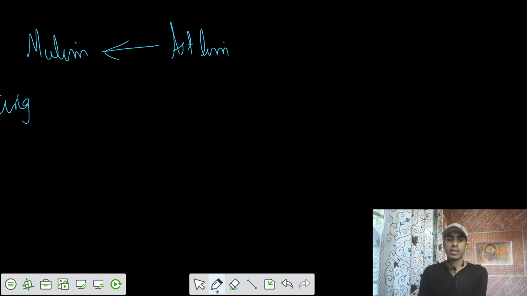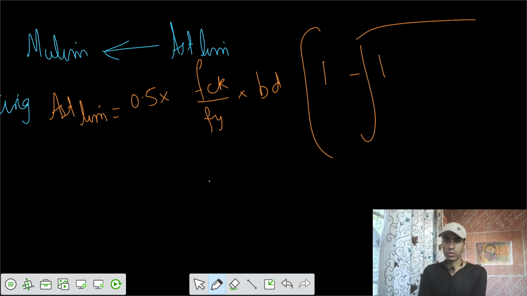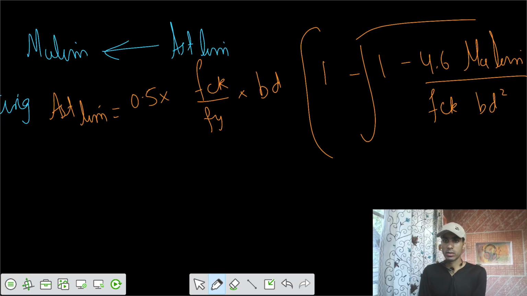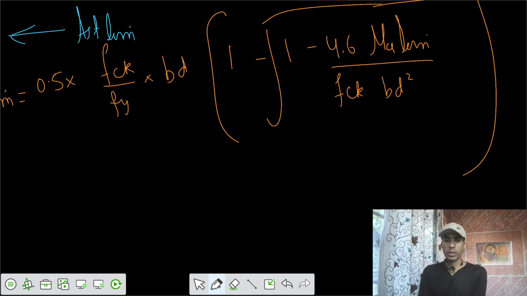And we have the equation AST limiting equals 0.5 FCK by Fy BD, then this bracket of 1 minus root of 1 minus 4.6 MU limiting. We have to use here MU limiting by FCK BD square. Finally, close the bracket, and now we substitute the values of those parameters we have.